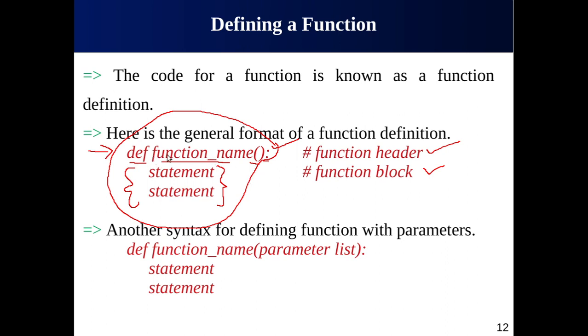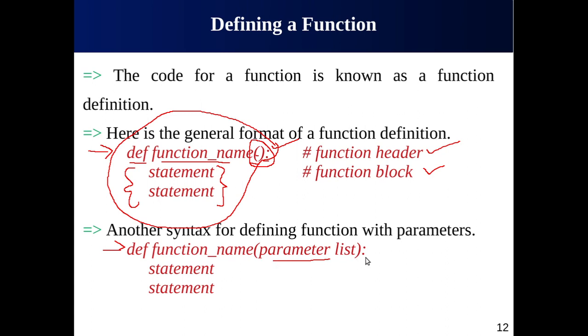The function header actually defines the signature of the function. Here in this signature, the parentheses are empty. We do not have anything inside these parentheses, but we will see in a moment that sometimes you can write parameters inside these parentheses to make the signature full. And this line defines the beginning of the function definition. The function header begins with the keyword def, followed by the name of the function, followed by a set of parentheses, which may or may not be empty, and then followed by a colon.